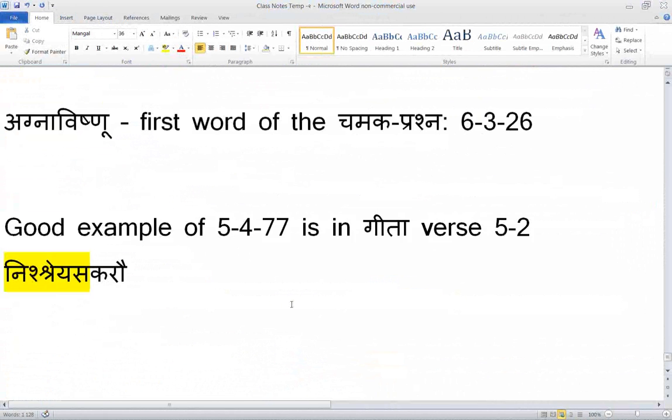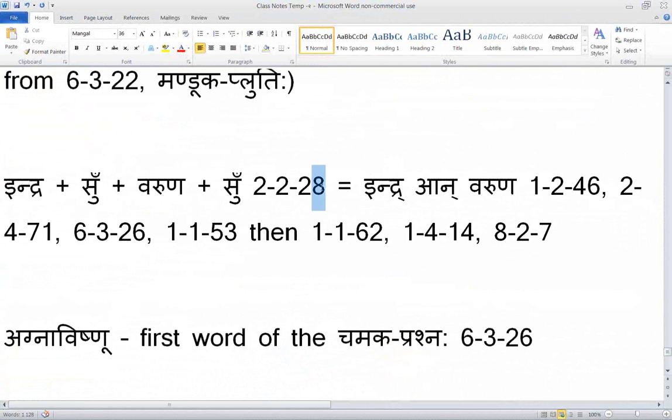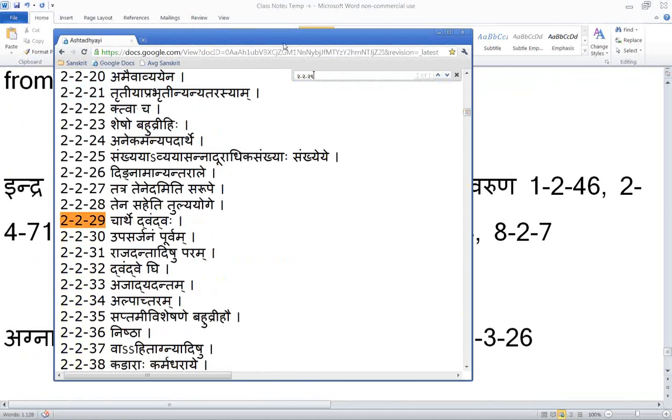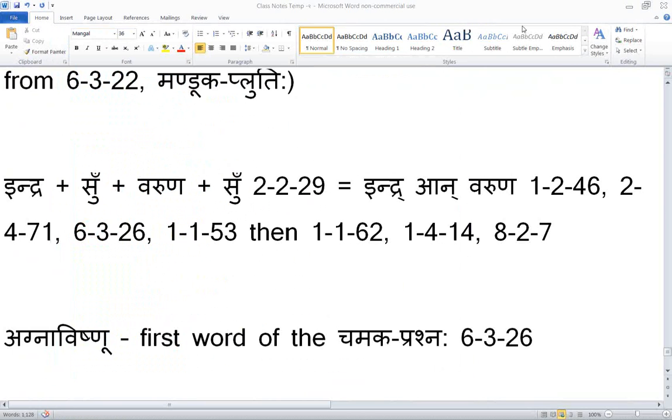In the prior class, you have it, right? Yeah, sorry. Charte Dvandvaha is 2229, I'm sorry. The typo in the document, please correct it. It's 2229, okay, not 20. Thank you, Kalpesh. So Charte Dvandvaha is 2229.